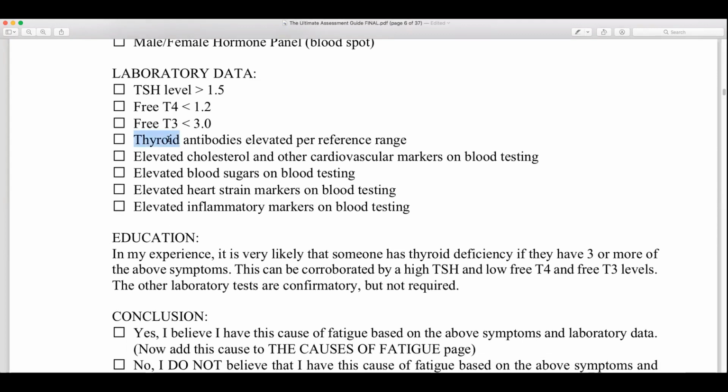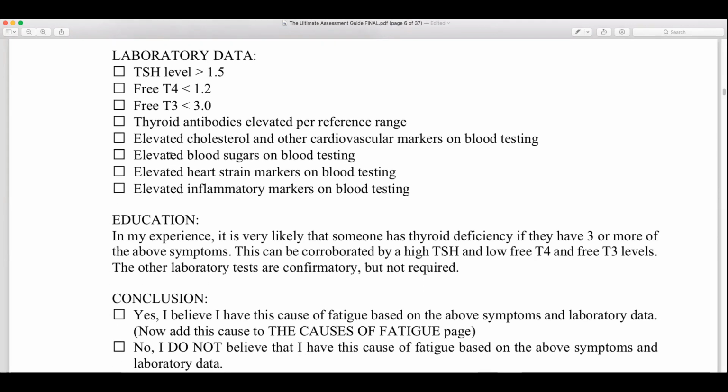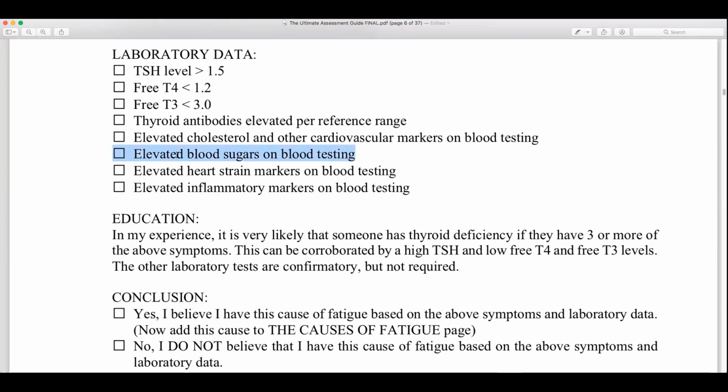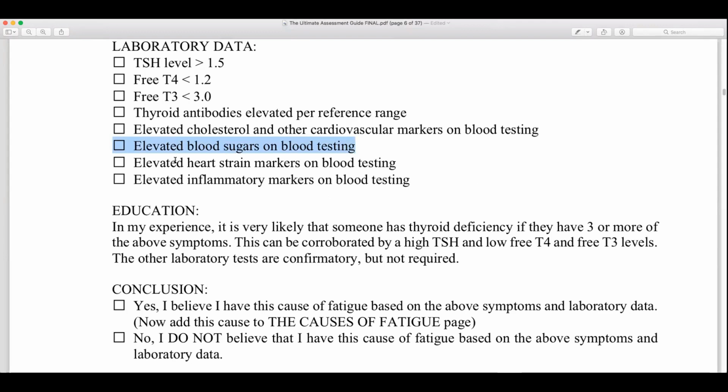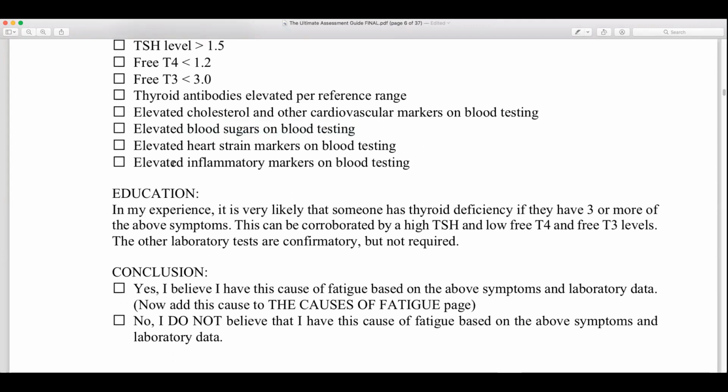And then thyroid antibodies elevated per the reference range of the lab, and elevated cholesterol and other cardiovascular markers on blood testing. If you've heard me speak before about thyroid, the number one anti-hypertensive, so basically blood pressure lowering medication, as well as cholesterol lowering medication that I have found is thyroid. And then blood sugars will also come down when you optimize thyroid function. So blood sugars will be elevated. Heart strain markers, a precursor to congestive heart failure, will be greatly improved by optimizing thyroid. And then elevated inflammatory markers on blood testing as well.